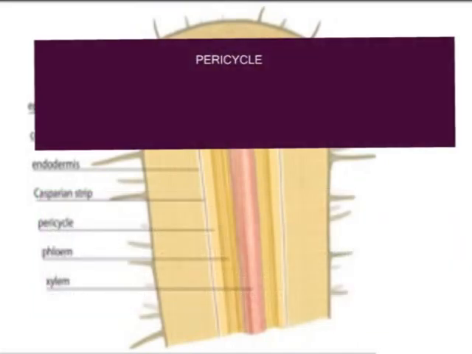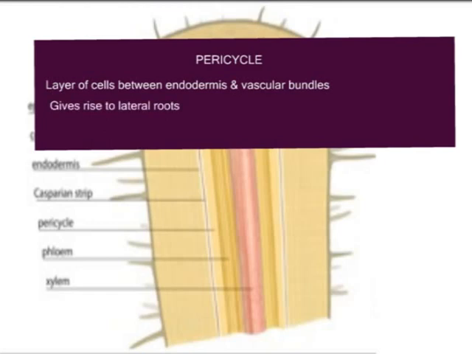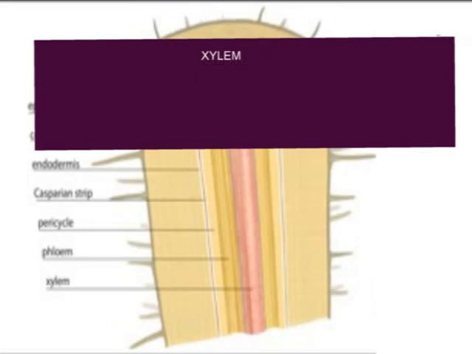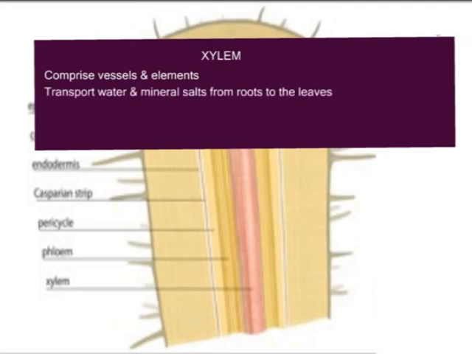The pericycle is a layer of cells found between the endodermis and the vascular bundles, and the pericycle gives rise to lateral roots. Xylem. The xylem comprises of vessels and tracheid elements. The xylem transports water and mineral salts from the roots to the leaves. We shall come back and look at the structure and function of xylem.